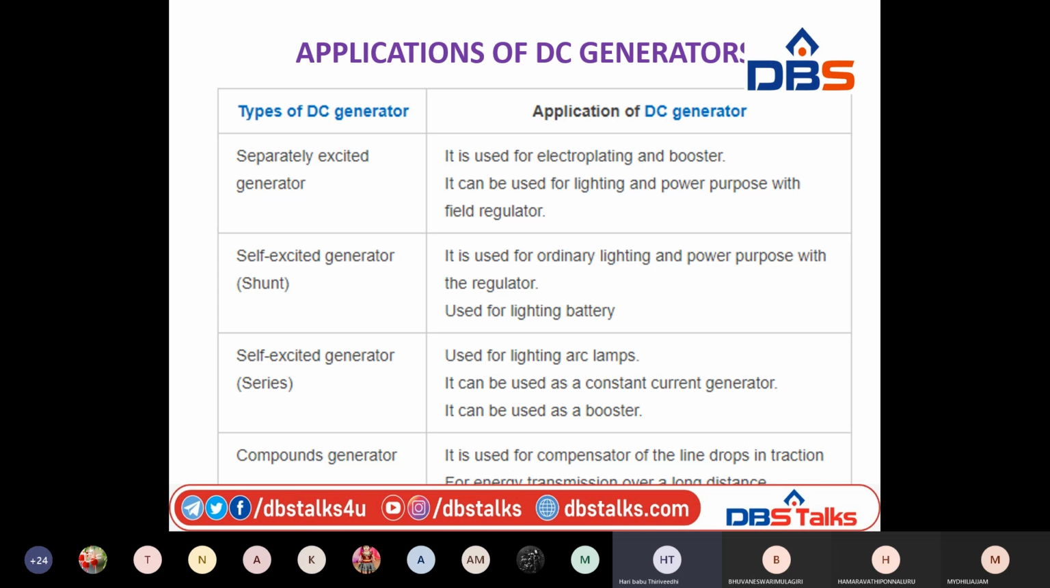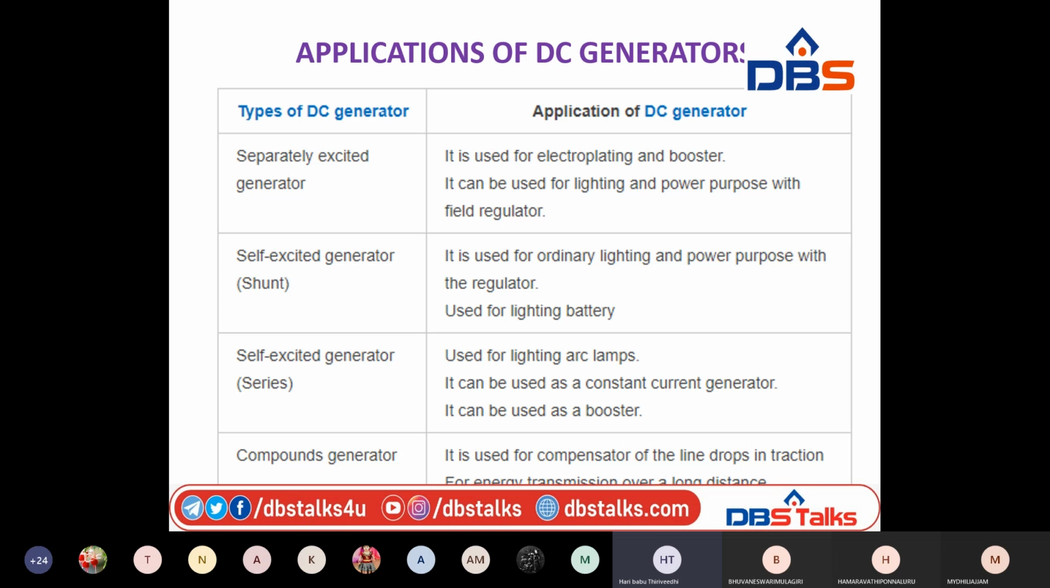Compound generator, cumulative compound is mainly utilized. Differential compound is not utilized practically. So we are utilizing electric arc furnaces mainly, right? So these are the applications of DC generator.